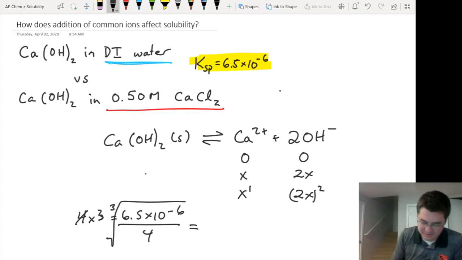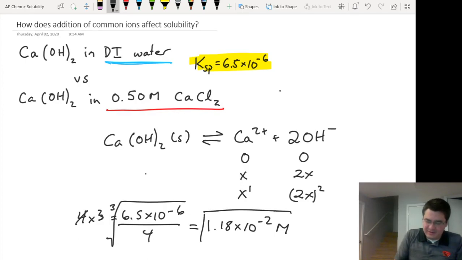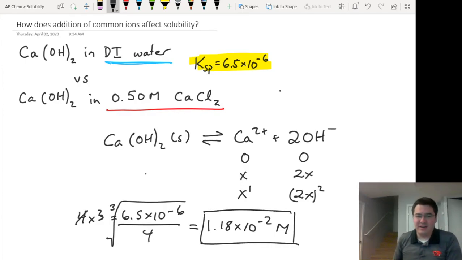Okay, what did it come out to? 1.176 times 10 to the minus 2. Okay, so that's if it's just in plain water, right? So that's what happens. That's how we solve our KSP.